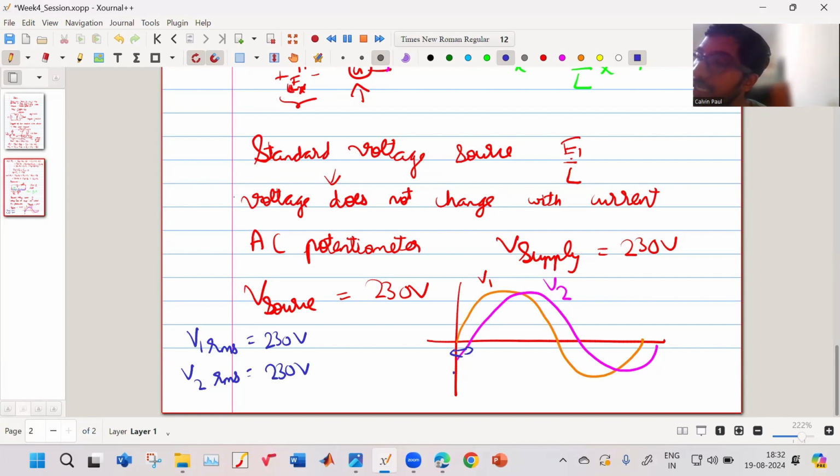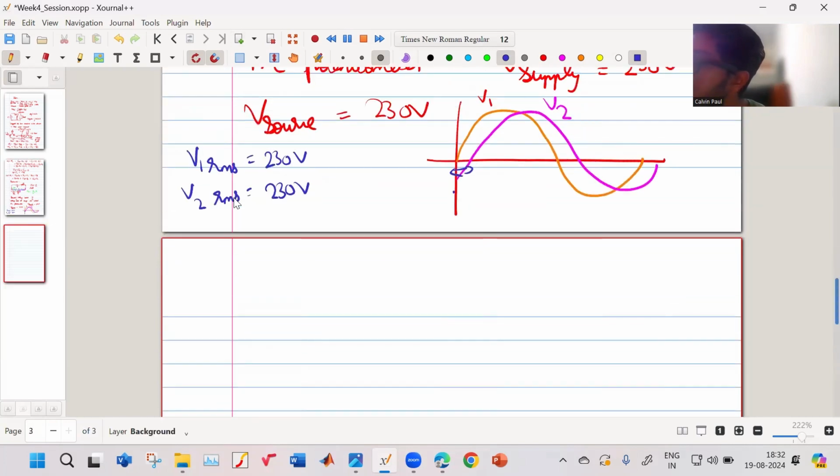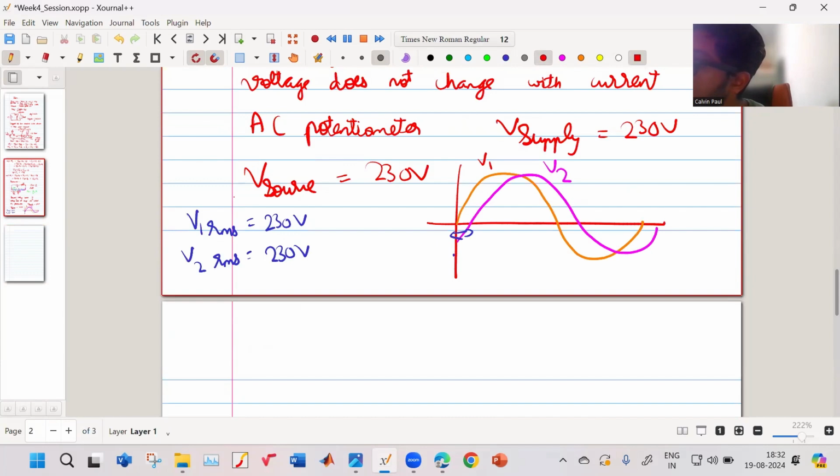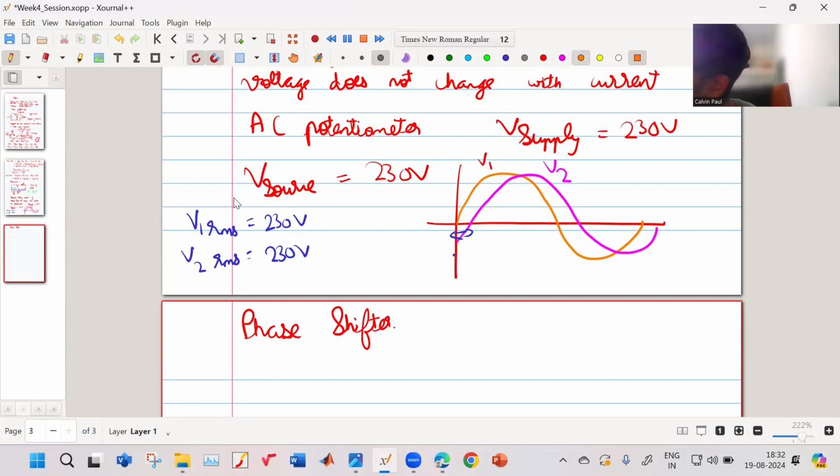So what you have to do in that case is use what is known as a phase shifter. What the phase shifter will do is make this come in phase. Let me draw it somewhere. It will cause it to come in phase with this.